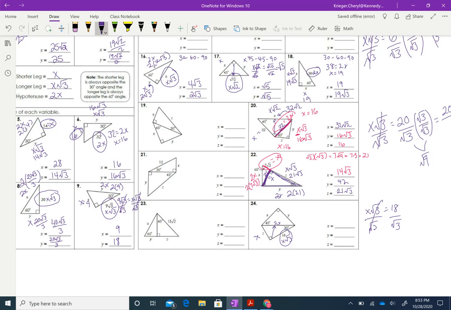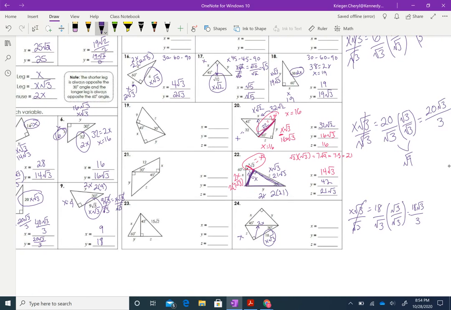And then we're just simplifying, right? We already have x by itself, but we need it to look better, because we can't have a square root in the denominator. And this leaves me with 18 root 3 over 3. And we can simplify. 18 divided by 3 is 6 square root of 3. Okay, so that's my x. And so that's 6 root 3 is x.